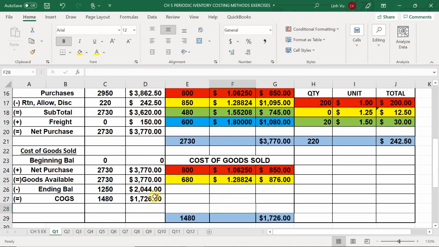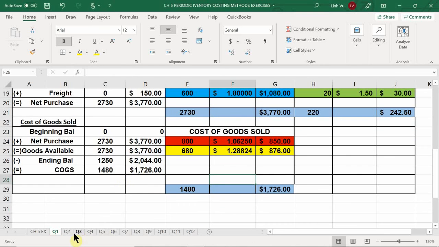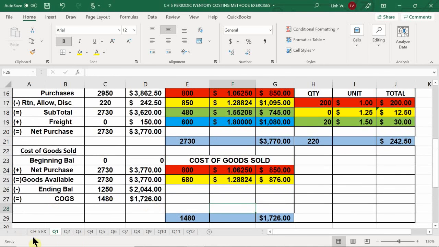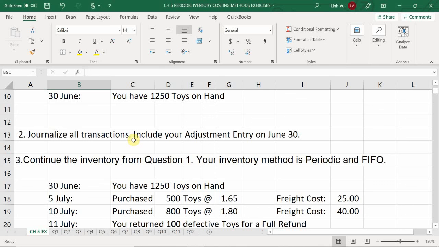All right, so good job, everybody. Now that we have this, let's take a look at what happens when we move on to the next scenario. For number 3, we're going to continue the inventory from question number 1. So your inventory method is still periodic and it's still FIFO.